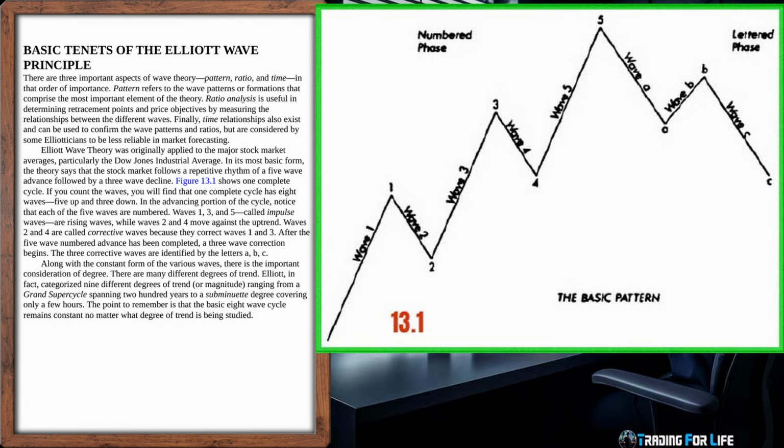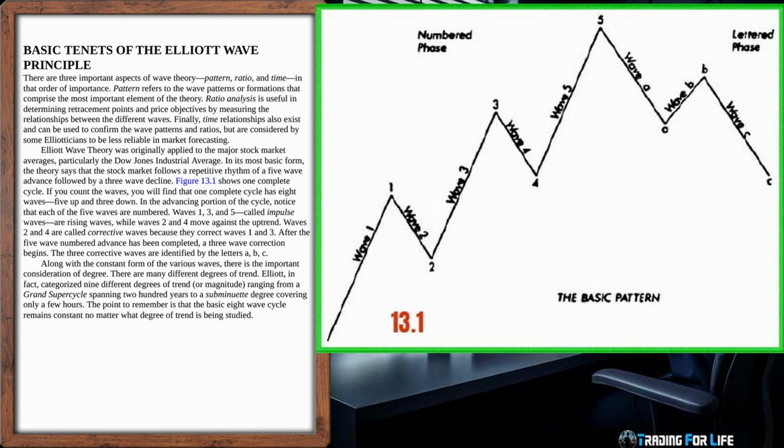After the 5-wave numbered advance has been completed, a 3-wave correction begins. The 3 corrective waves are identified by the letters A, B, C. Along with the constant form of the various waves, there is the important consideration of degree. There are many different degrees of trend.